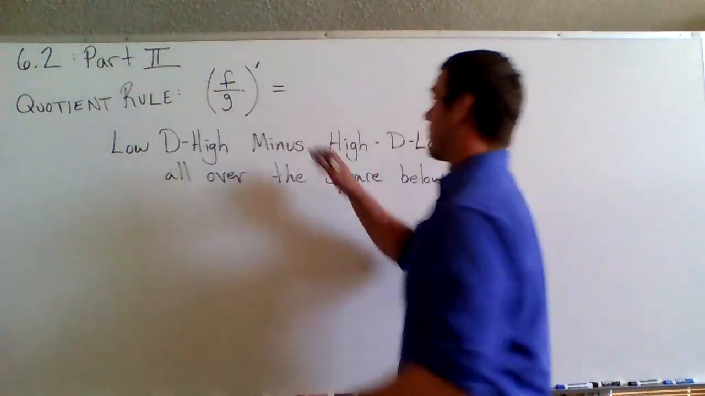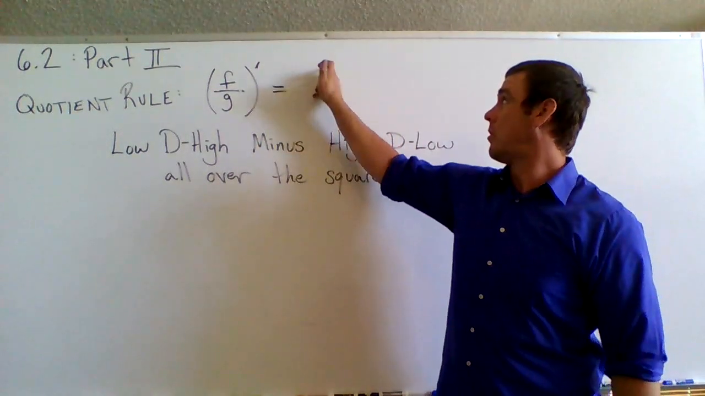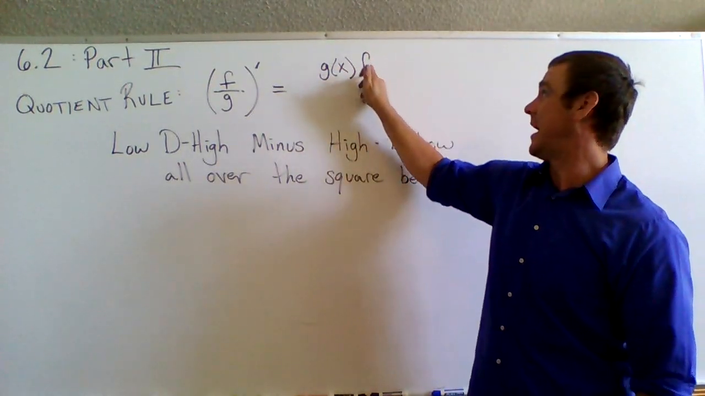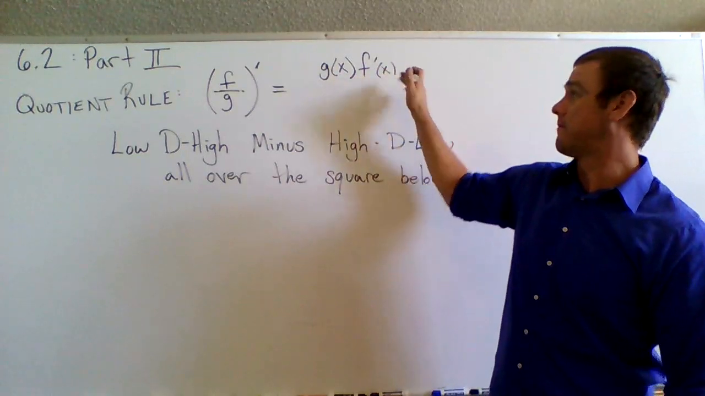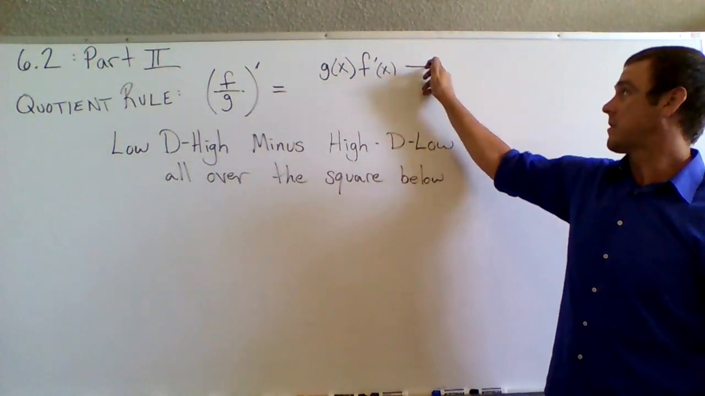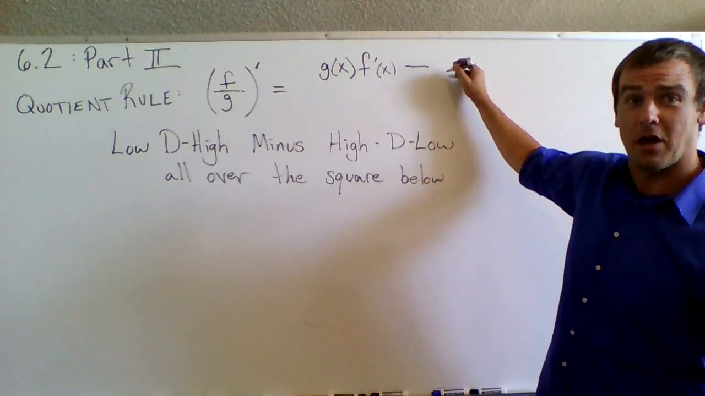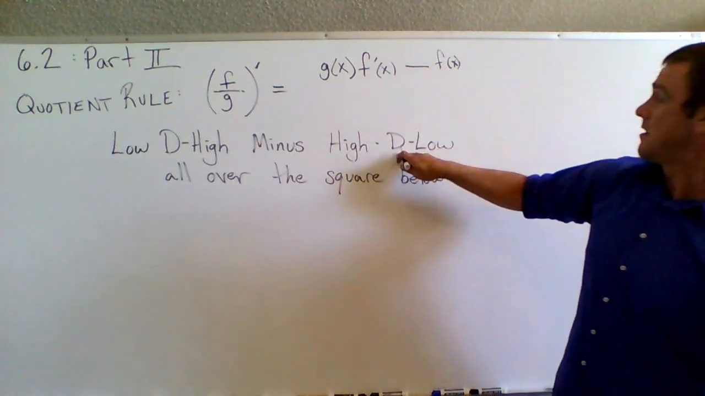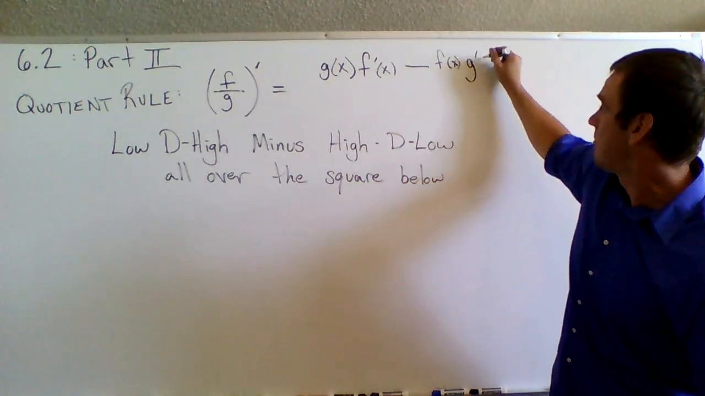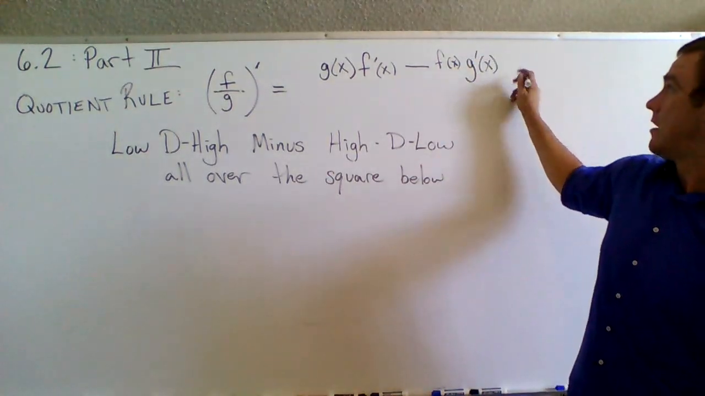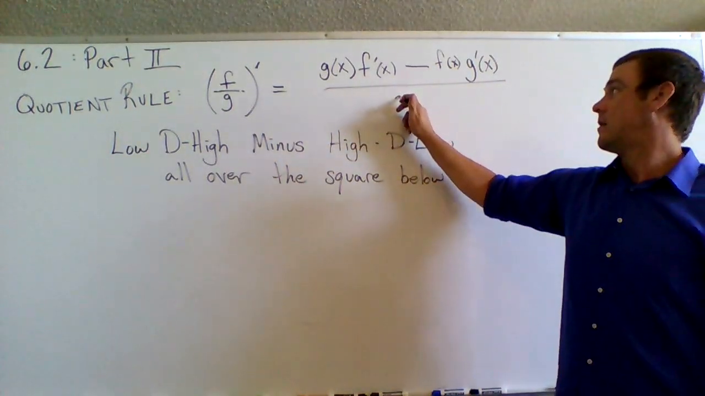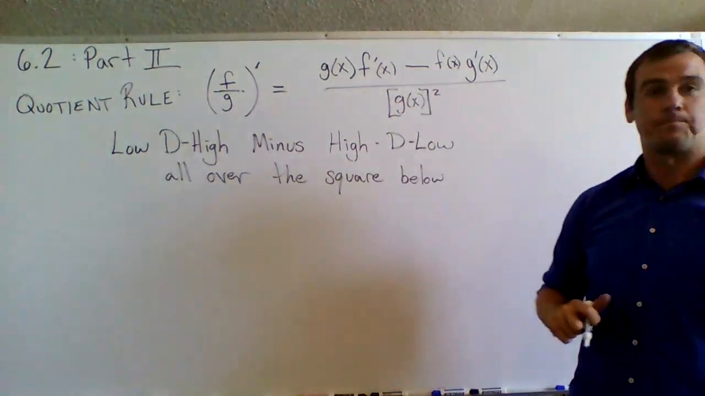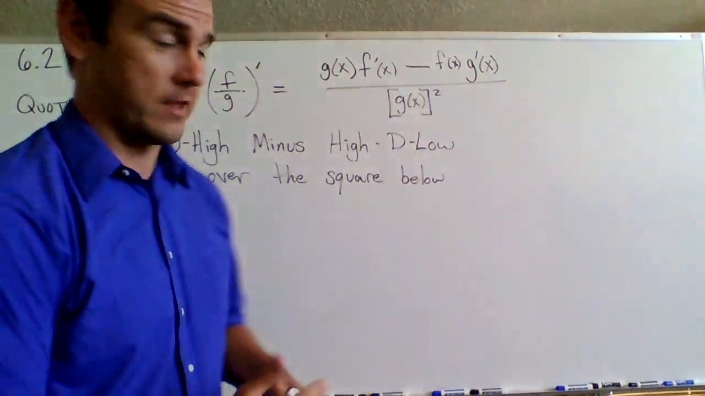Okay? So if we were to write it out here, low is just going to be g of x. D high is going to be f prime, so the derivative of the top. Minus high d low, so high is going to be the top function, f of x. D low is the derivative of the bottom, so g prime, all divided by g of x, the bottom one, squared. Alright, hopefully that makes some sense.